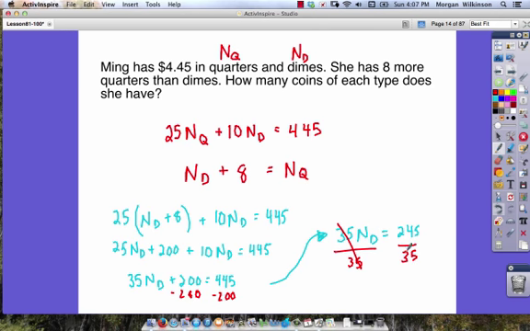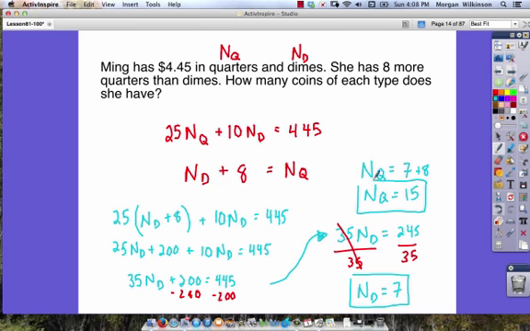245 divided by 35? Well, 245 divided by 35, that must be equal to 7. So the number of dimes is equal to 7. We can box that. All we need to do now is figure out the number of quarters. Well, if the number of dimes is 7, 7 plus 8 is going to be equal to 15. And we've got our second answer. We can box that one as well. N sub q is equal to 15. We've got our final answer, and we can move on to our next question.